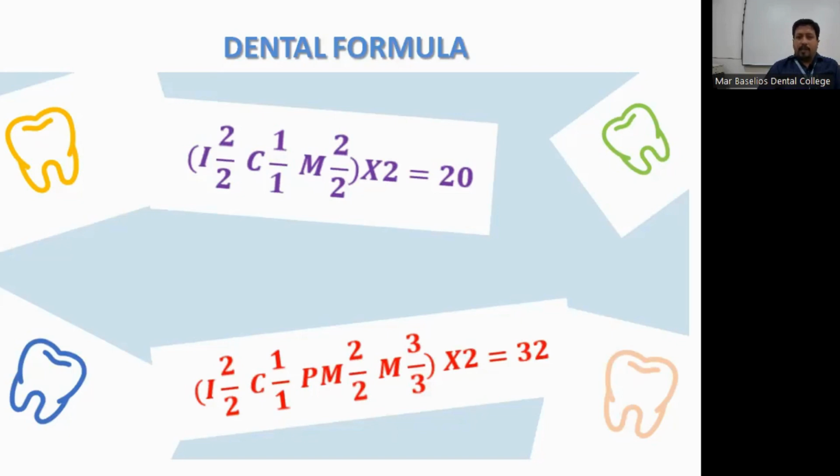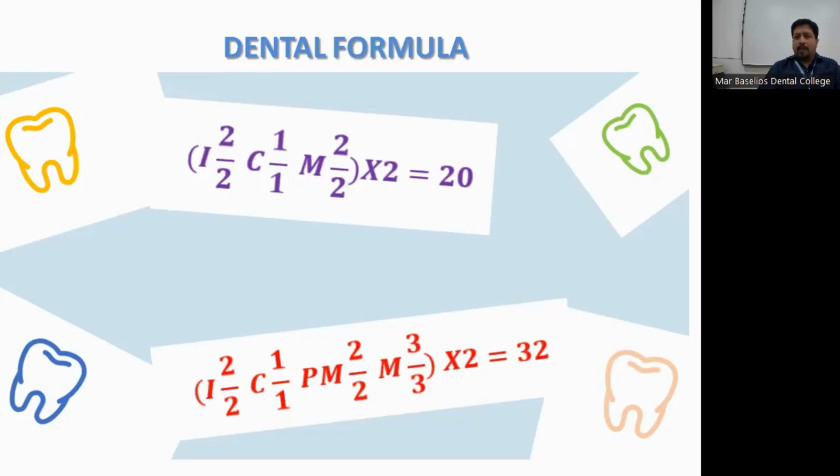Regarding permanent dentition, we are having 32 teeth. If you consider a quadrant, we will be having 8 teeth. If you consider one arch, that is the maxillary arch or mandibular arch, then each arch has 16 teeth. If you consider the right side alone, there also we will be having 16.